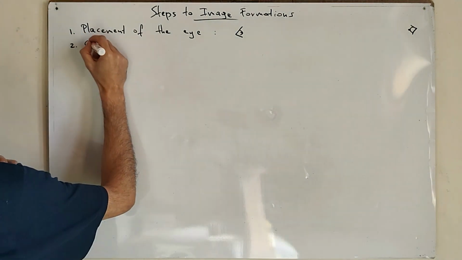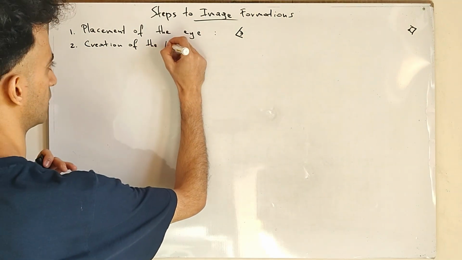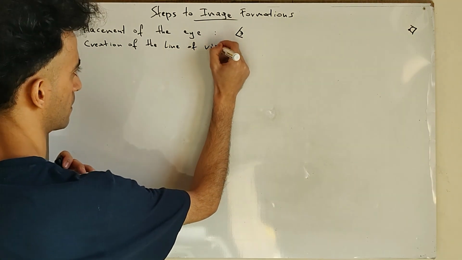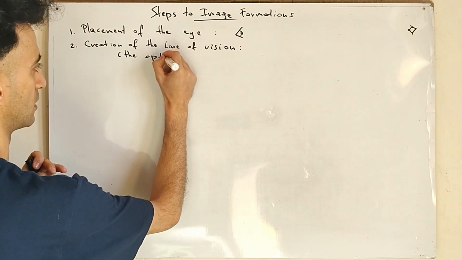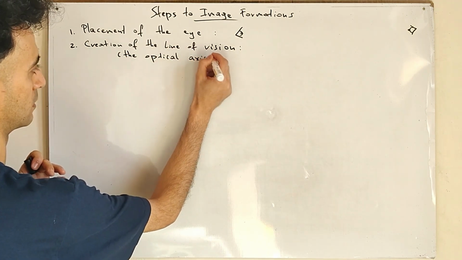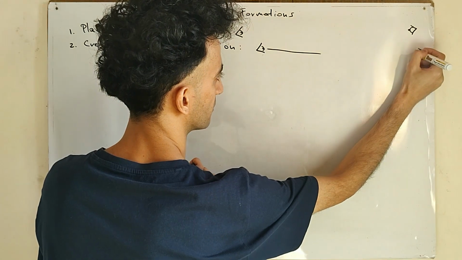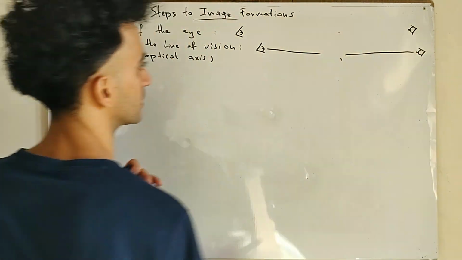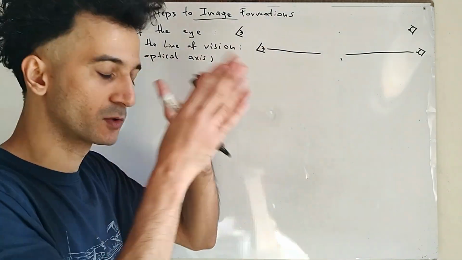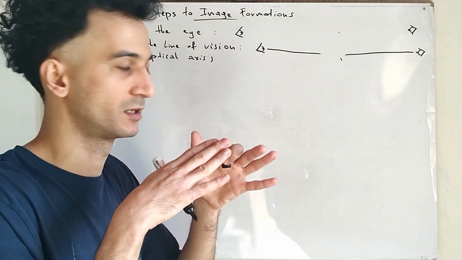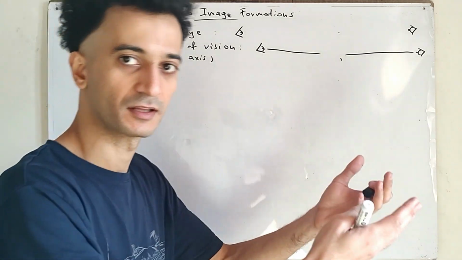Second step, creation of the line of vision. In other words, the optical axis. It comes right out of the eye. It's the line of vision. Okay? It's literally as if it's coming right out of the eye. That's, by the way, probably a reference to the older view of optics. Before Isaac Newton, we thought that eyes were emanating light.